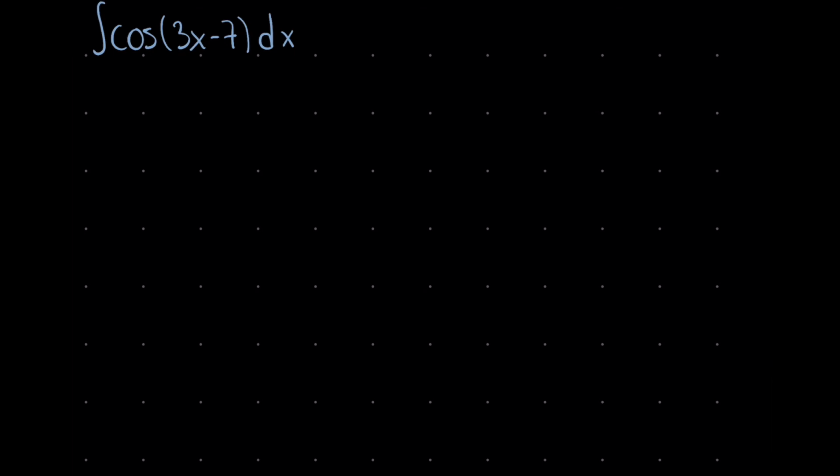All right, so let's try some examples with trigonometry. Right away, our u value is pretty easy to see. It's the inside of the cosine function. So we'll have that u is equal to 3x minus 7, and the derivative of u is equal to just 3 dx. And so therefore dx is equal to du over 3.